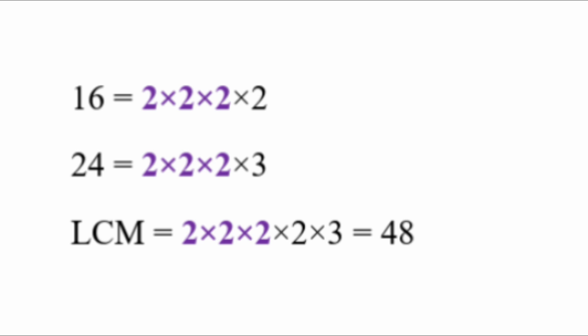That is 2 2s are 4, 4 2s are 8, 8 2s are 16, 16 3s are 48. Multiplication of common and uncommon factors is the LCM, and here the LCM of 16 and 24 is 48.